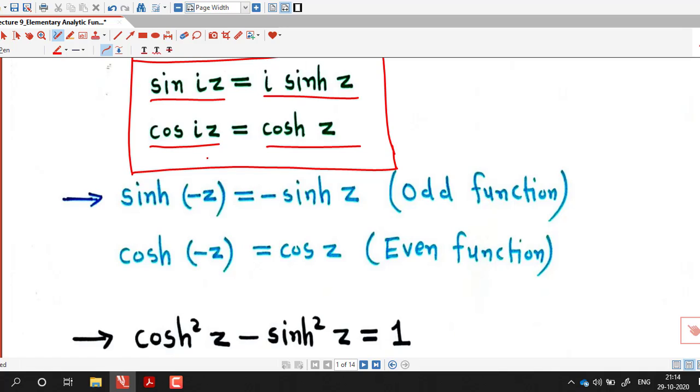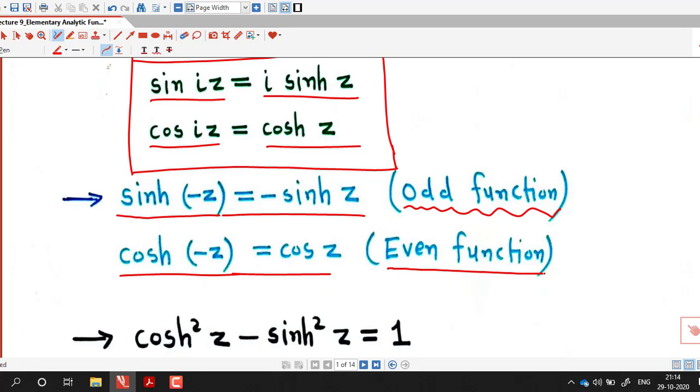Another important property is sin hyperbolic of minus z equal to minus sin hyperbolic z. That means sin hyperbolic z is an odd function, and cos hyperbolic of minus z equal to cos hyperbolic z. That means cos hyperbolic z is an even function. So like cosine and sine, cos hyperbolic and sin hyperbolic are even and odd functions. We know that cos z is an even function, sin z is an odd function. So here not only these trigonometric functions, but corresponding hyperbolic functions are also even and odd.